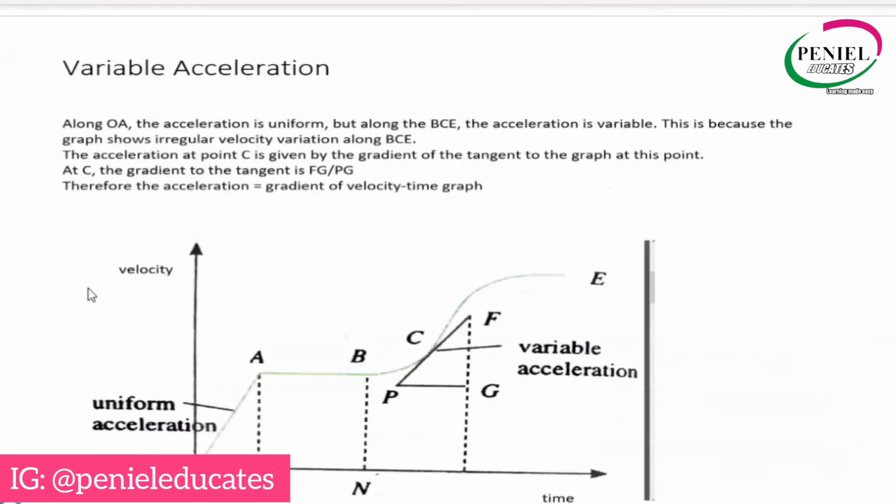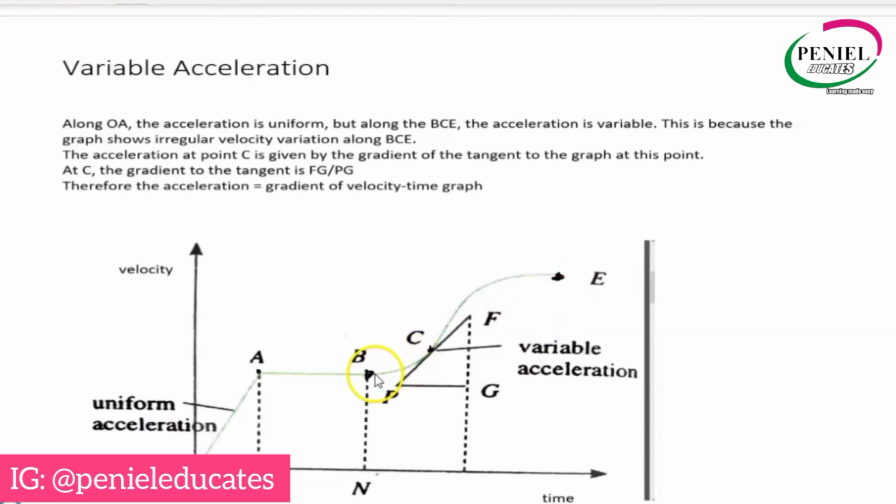Suppose we have a velocity-time graph as shown in this figure. The acceleration along OA is uniform. We know that the acceleration from this point to this point is uniform. Then we have the acceleration from BCE as variable. Why?